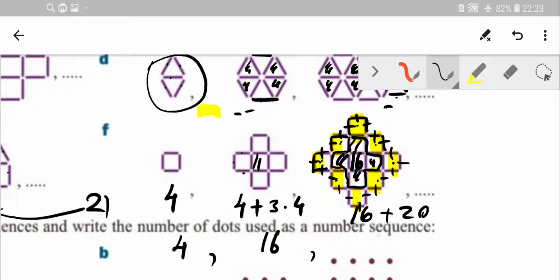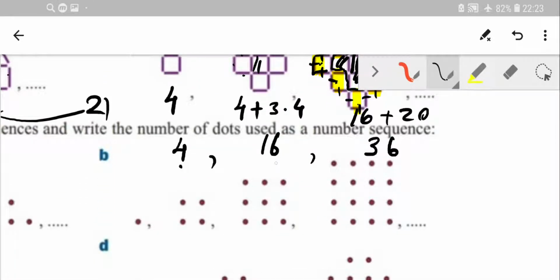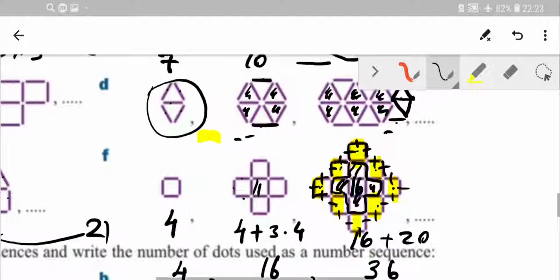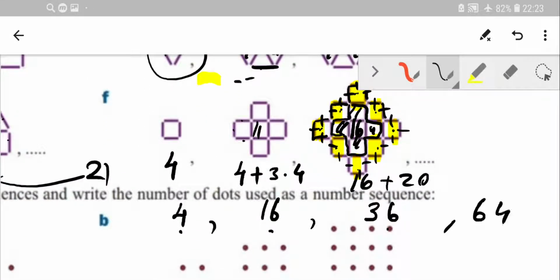So it looks like it's 36. All right, so 4, 16, 36. What's going next? I bet it's going to be 64. So 4 is 2 squared, here is 4 squared, and 36 is 6 squared. So next it should be 8 squared.